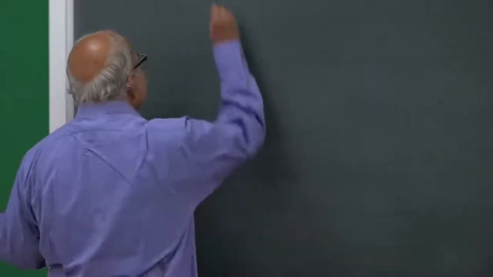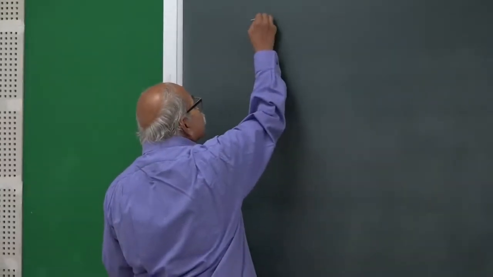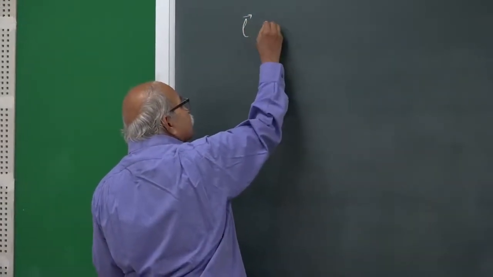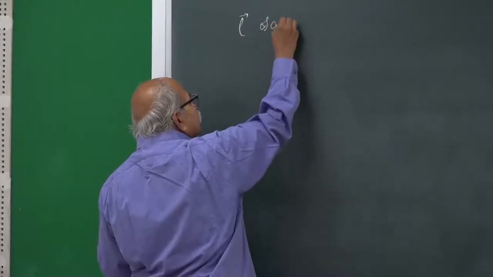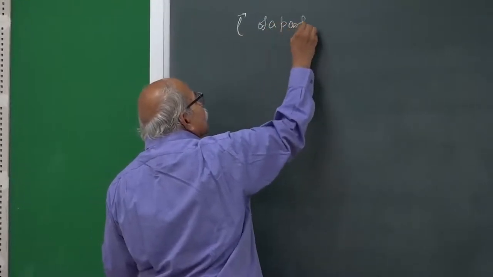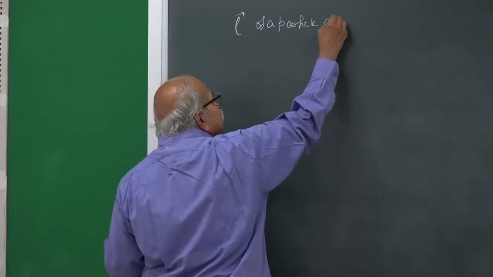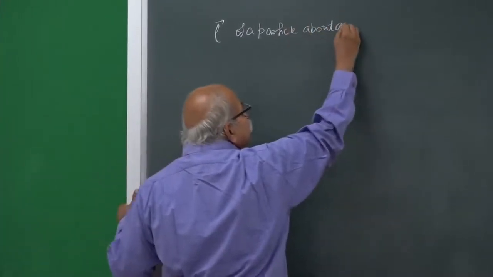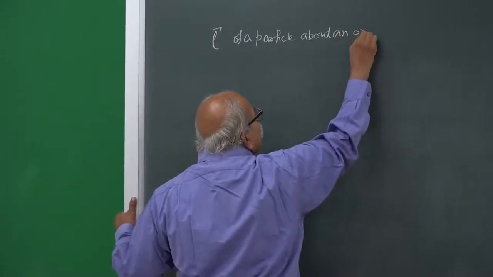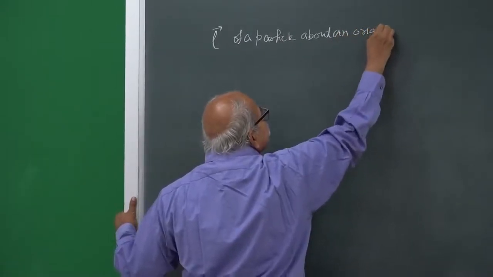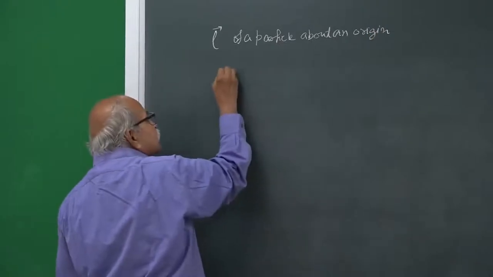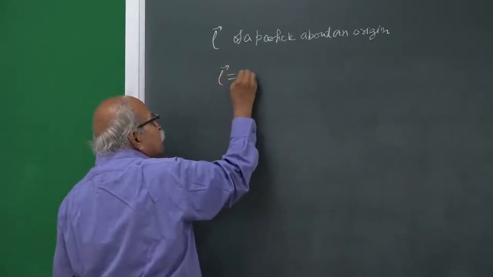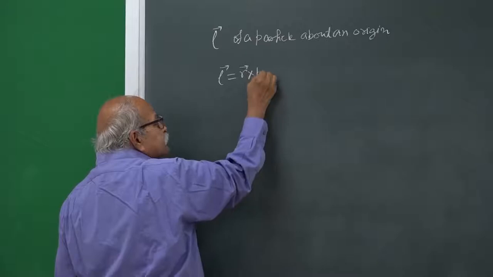We define angular momentum L of a particle, and about an origin. These things are important. About a chosen point which we call origin. And the definition is this: L is equal to R cross P.